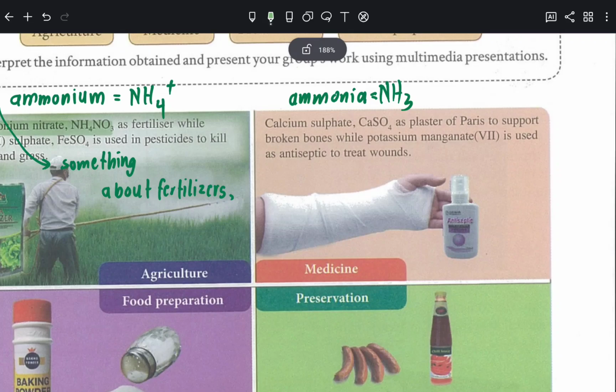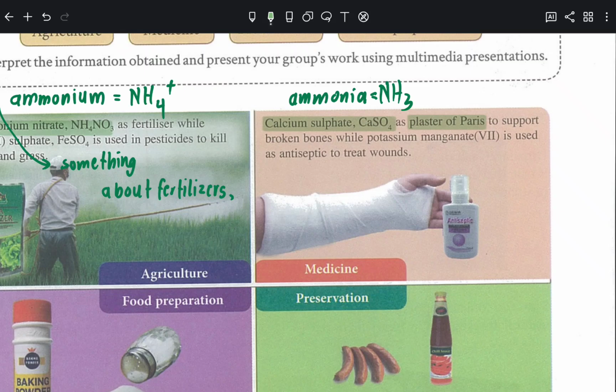Okay, and next one, in medication we have calcium sulfate. Basically calcium is something about your bone. So what does calcium sulfate mean? It is also called plaster of Paris, its other name. Plaster of Paris has calcium sulfate. So an exam question can ask what is the other name of calcium sulfate? They won't give plaster of Italy, plaster of Germany, plaster of India. No, it's plaster of Paris only.